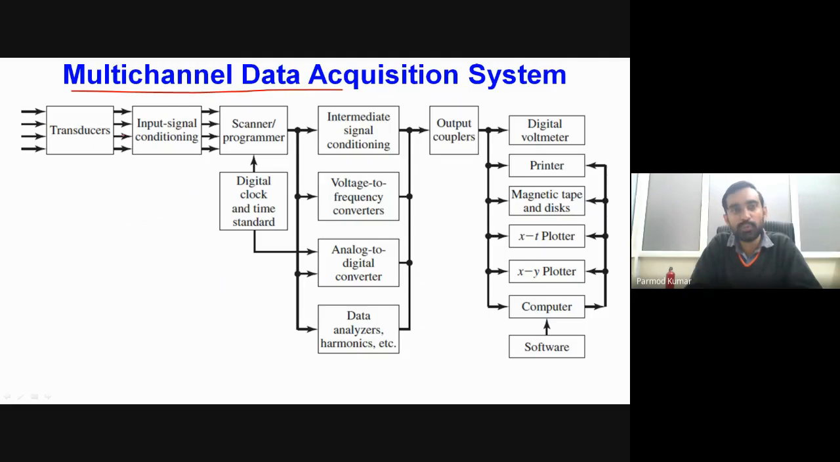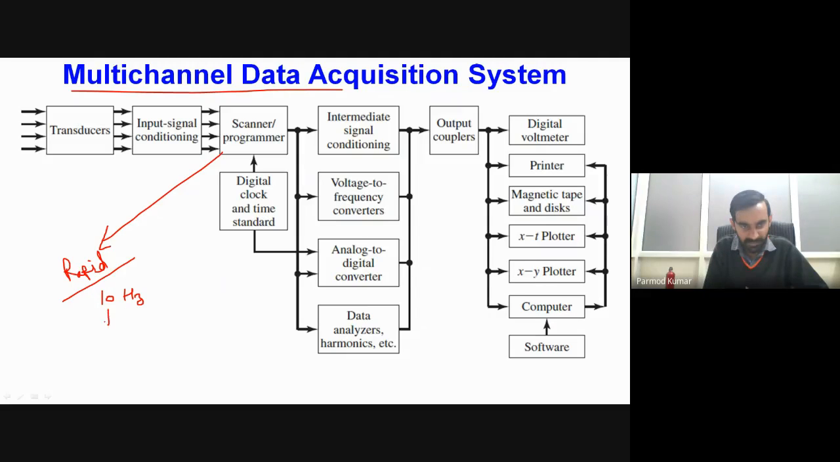But whatever the output from the transducers we get, that we will be passing through a single scanner unit. In this scanner unit, we will have rapid transmission of data. What this scanner unit does is sequentially read the data. So for example, if I require the acquisition of data at the frequency of 10 hertz, and if I have to measure the data for, say, 10 different measurements, then my scanner unit will be operating at the frequency of 100 hertz.